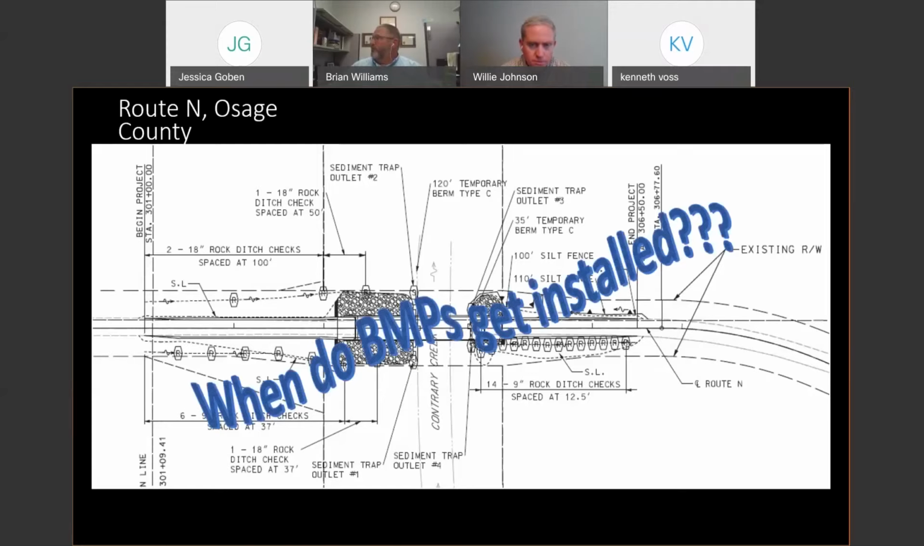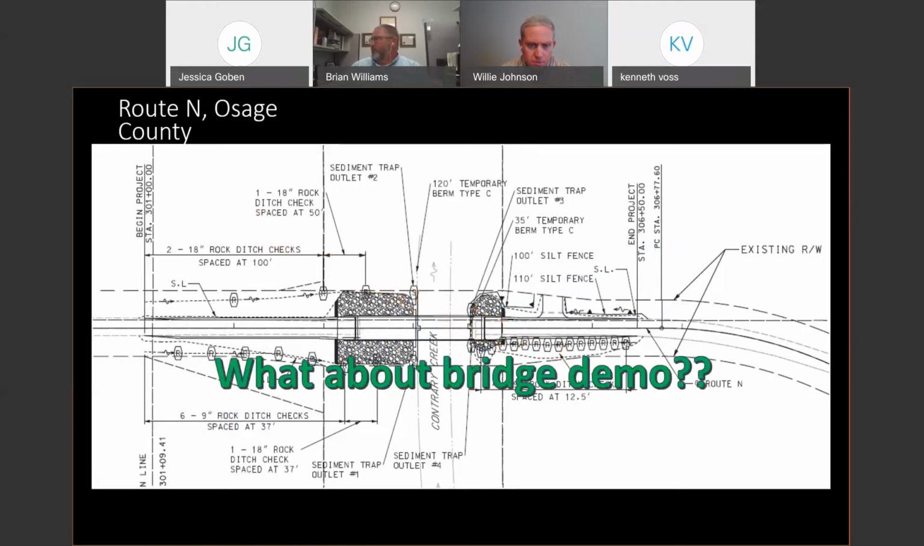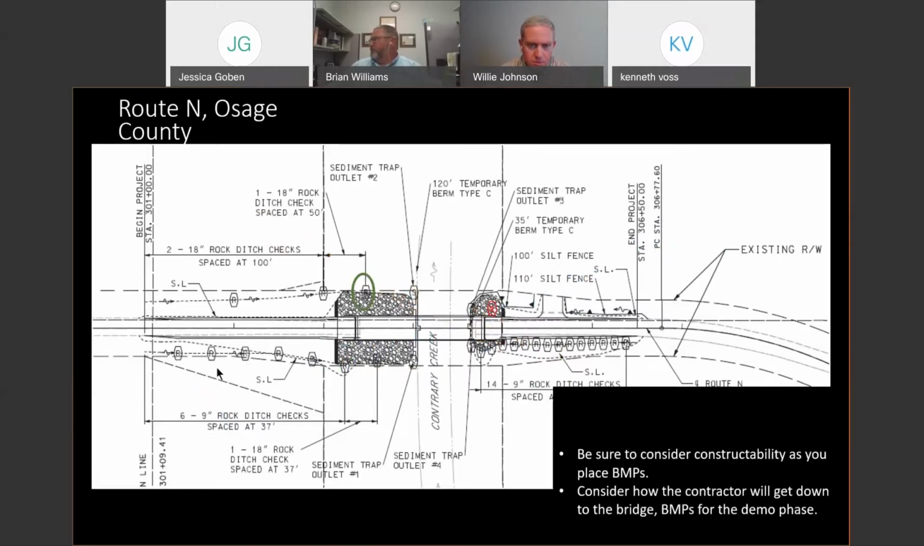Again, when do we install the BMPs? What about that initial clearing phase? What about the bridge demo phase? Be sure to consider constructability as you place the BMPs on your plans too. Consider how the contractor is going to get down to the lower end of the bridge.